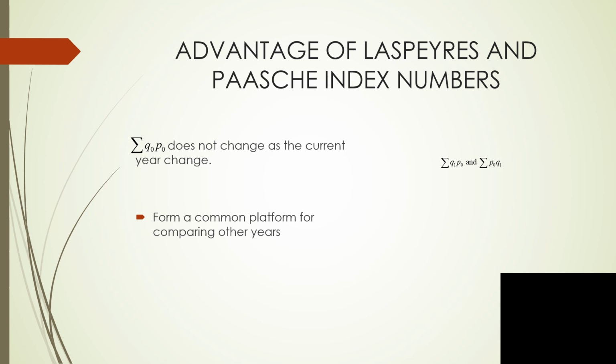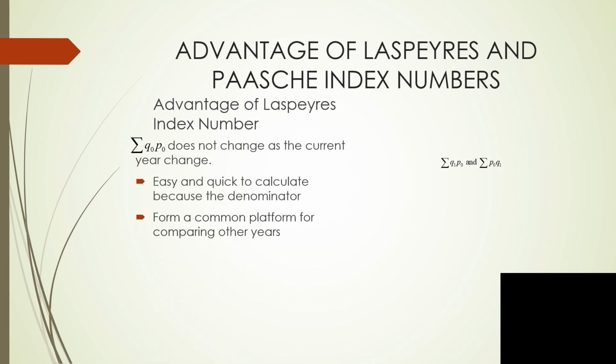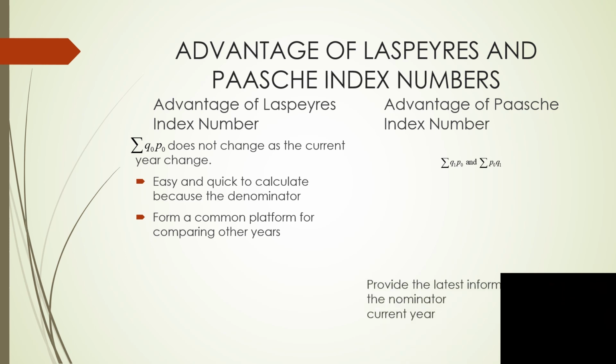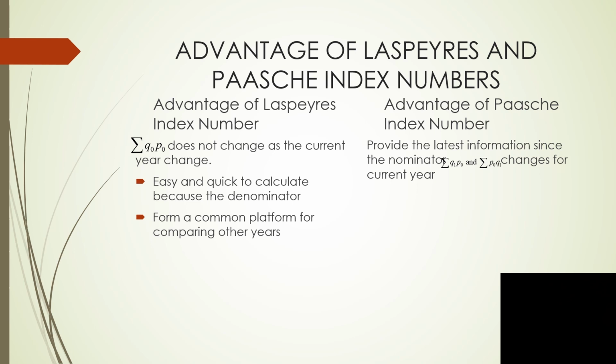Advantage of Laspeyres and Paasche index number. Advantage of Laspeyres index number: summation Q0 P0 does not change as the current year changes. Easy and quick to calculate because the denominator forms a common platform for comparing other years. Advantage of Paasche index number: provides the latest information since the denominators, summation Q1 P0 and summation P0 Q1, change for the current year.